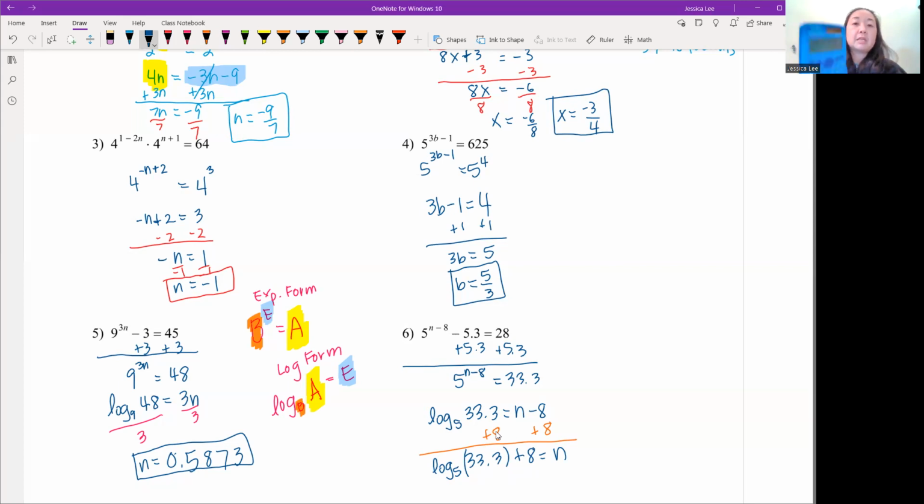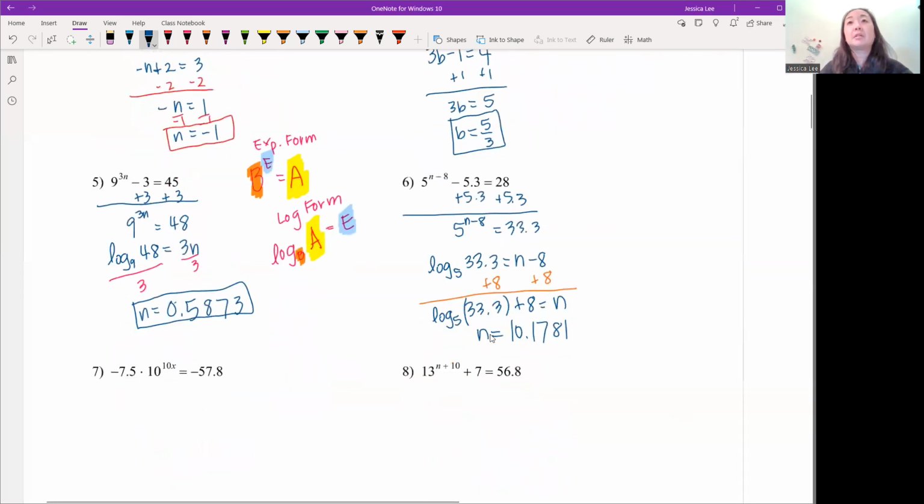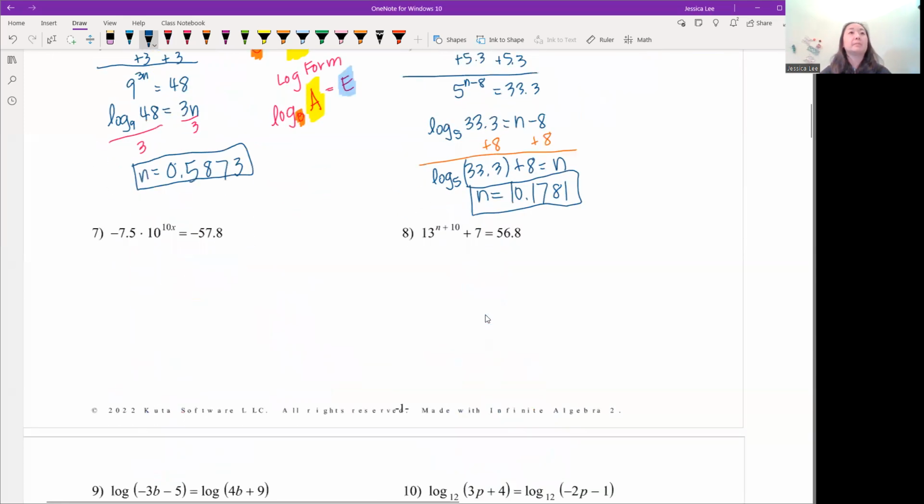So it should look something like this. Right, notice that the plus 8 is on the outside of the parentheses. Okay, and then enter, and I get n is equal to 10.1781. So it rounds. It stays at 1 because the next number is 2. So there we go. That's our answer there. Happy days. All right, keep going.